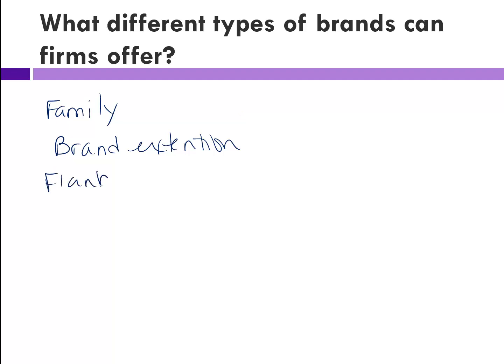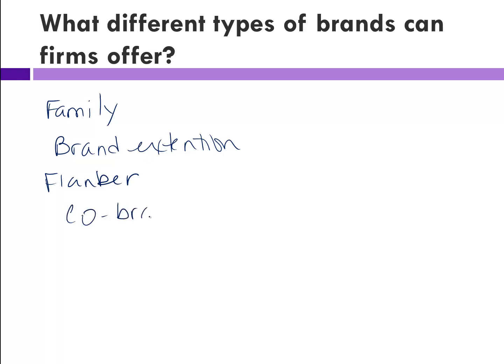Also, there are flanker brands, and Procter & Gamble uses this a lot. Look at how many different brands of laundry detergent they have. It's all under Procter & Gamble, but they each have their own brand name. Hallmark has a whole bunch of different brands of cards now. They started with just Hallmark, and then they had the Shoebox, and now they have a bunch of other ones. So those are flanker brands.